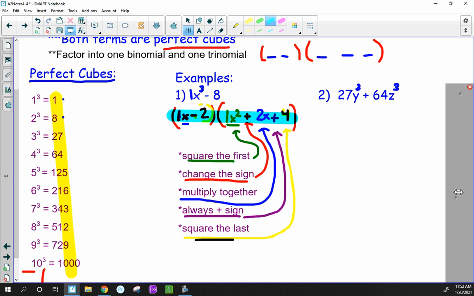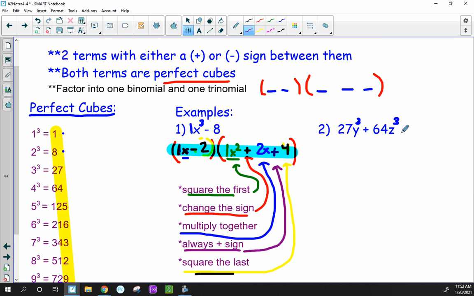Alright, let's try that again. This time, our problem reads 27y to the third plus 64z to the third. Please notice that there are two terms in my problem. There is a plus sign in the middle. So like number one had a different sign, so this one was a classic example of a DOC, a difference of cubes. Well, this one has a plus. I do notice powers of 3 on the variables, and then I'm looking at the 27 and the 64, and I notice that both of those show up in my perfect cube list.